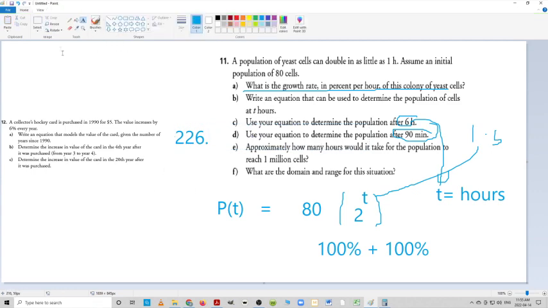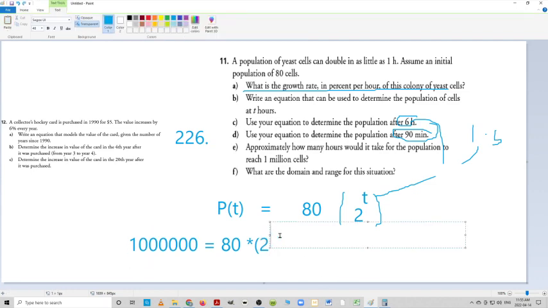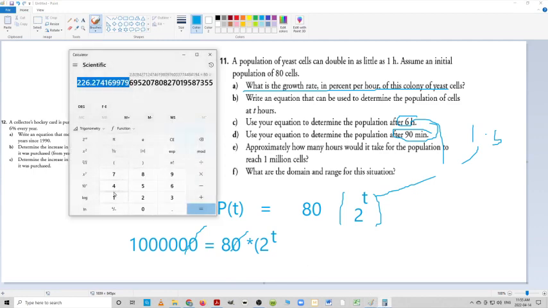Approximately how many hours would it take for the population to reach 1 million? Okay, well, that just means they've given us the population. These questions are always harder. So they're asking us for when it's going to be 1 million, which is equal to 80 times 2 to the power of t. Well, our first step is to divide by 80. When I divide by 80, the 0 disappears. Or I can just take 1 million and divide it by 8, but either method will work. So I get this. So they essentially want to know how many times does 2 have to multiply itself before it reaches this.